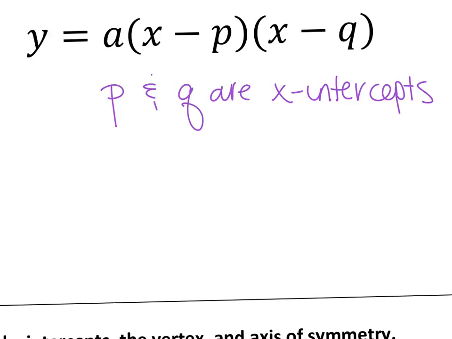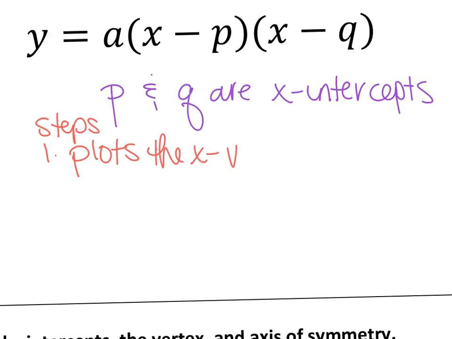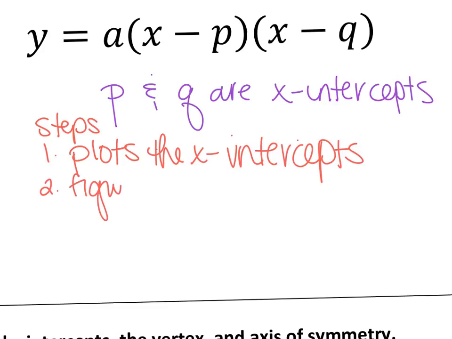And there's some things we need to look at, and there's some steps on how to actually graph this. So the first thing and the easiest thing is to actually plot the x-intercepts. Just like we'd plot the vertex, we plot the x-intercepts. And once we plot the x-intercepts, the second thing is to figure out the center of your quadratic equation, which is the AOS. So figure out the center, or axis of symmetry.